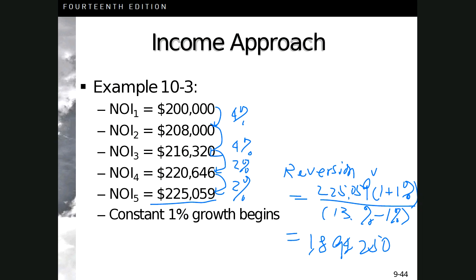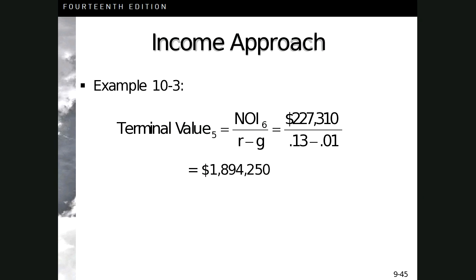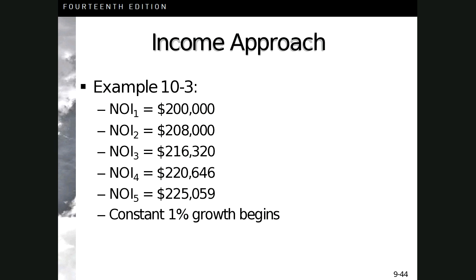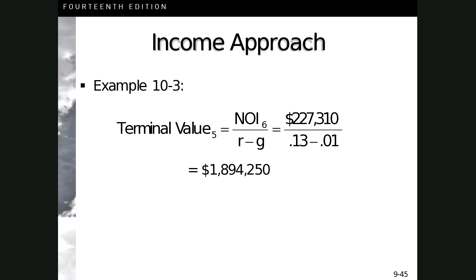$1.8. What do you mean? All right, so 225,059 times 1 plus 1% should be 227,310. Okay, yeah. Oh, 246. Okay, there's slight rounding error. Okay, so that's the terminal value of year 5.